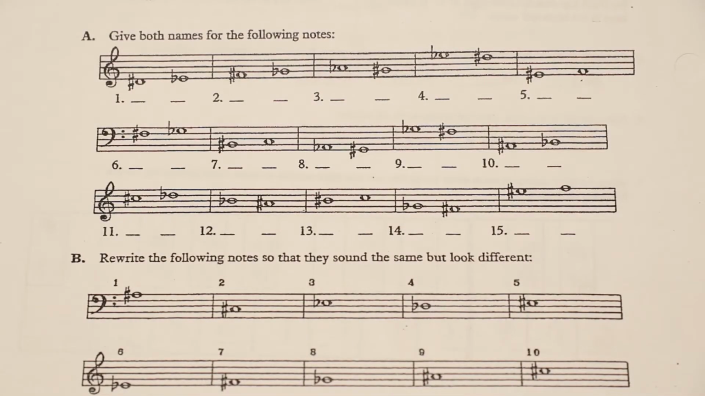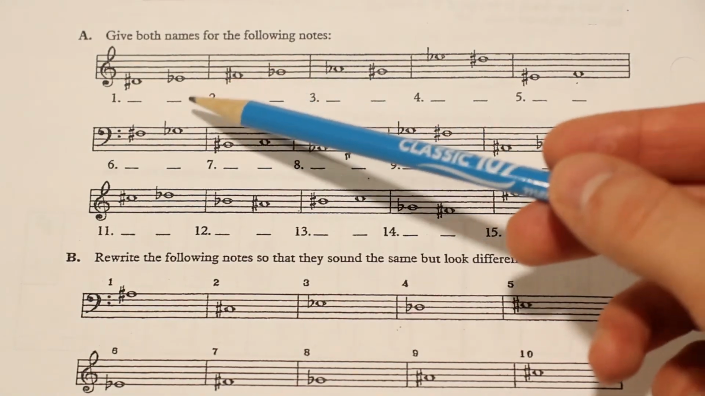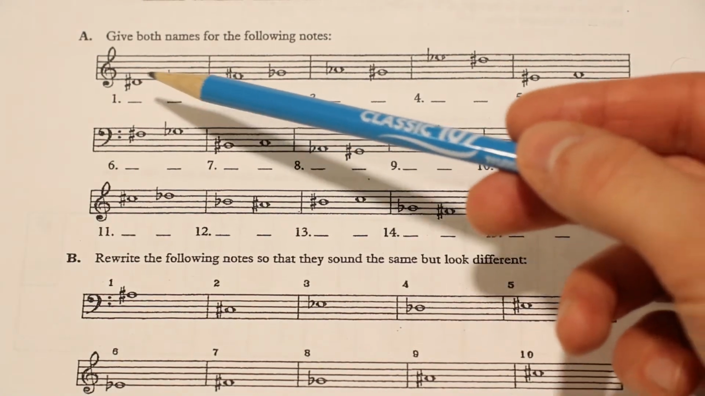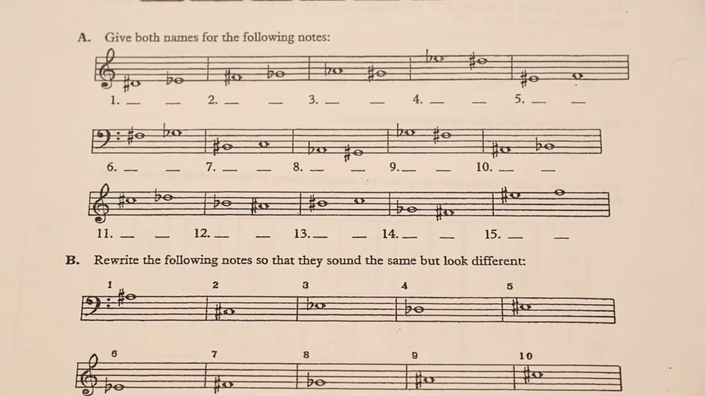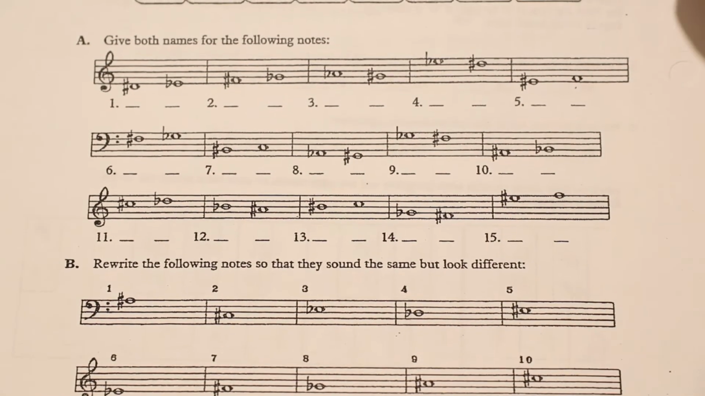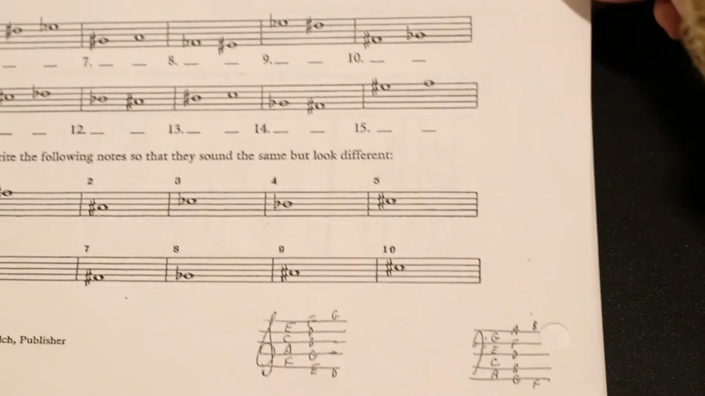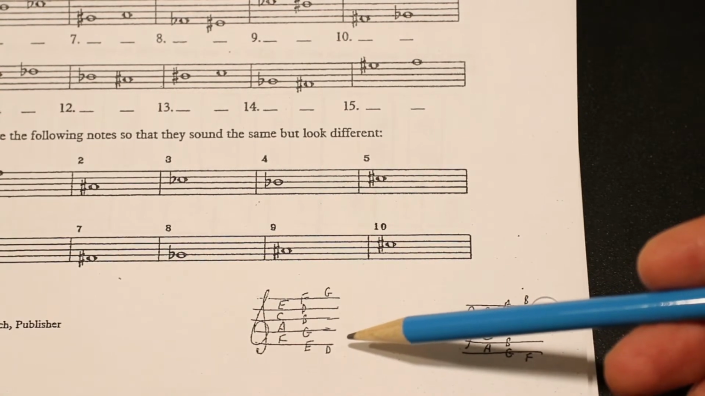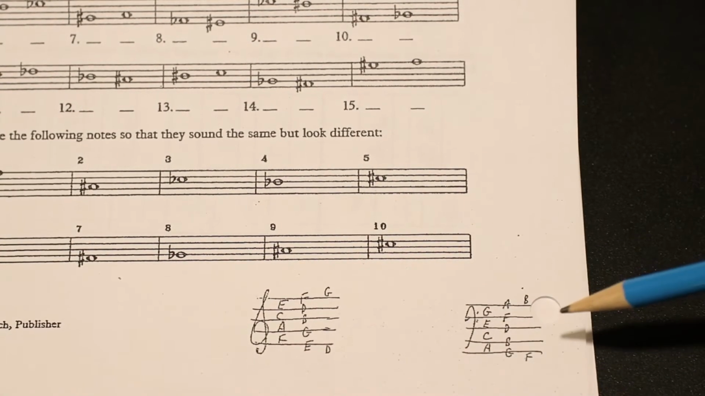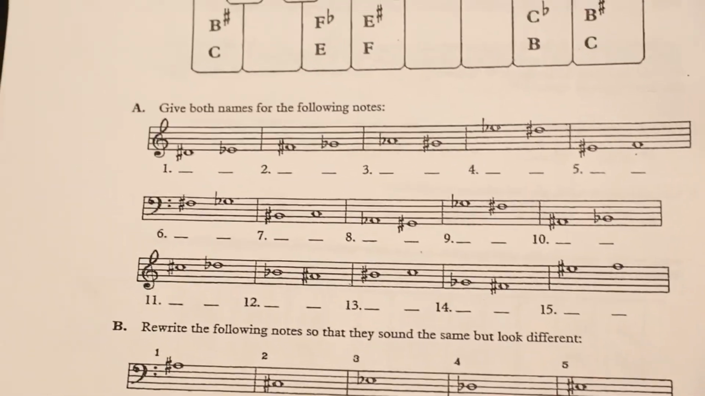Okay, so we're getting into the actual assignment here, and so A says, give both names for the following notes. So we need to notice, first of all, that we're in treble clef. And if you're not comfortable reading in treble clef because maybe you haven't had enough practice with that yet and your instrument doesn't read in treble clef, there's a little reminder in the corner for you, so you can refer to this if you need to. Lines and spaces within treble clef and also within bass clef. Okay? So we're assuming you know how to find those already.